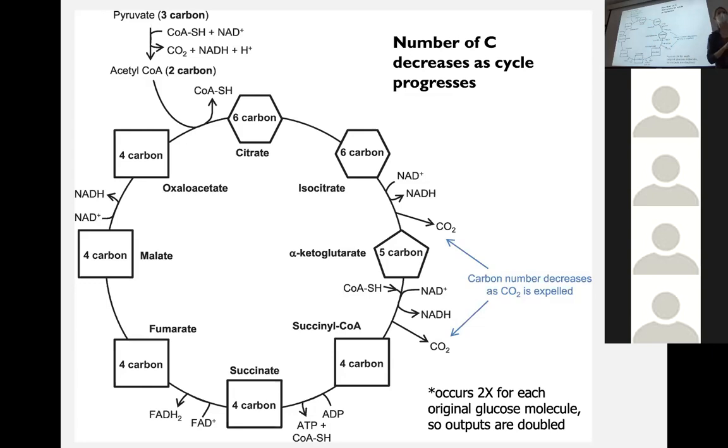You have to reduce the number of carbons if you constantly have new carbons coming in in order to keep the cycle the same. So that's why we sort of have to get rid of these CO2s. It's helping us bring the number of carbons back down to 4 so that when acetyl-CoA comes in, we can make a 6-carbon molecule, citrate. All right.